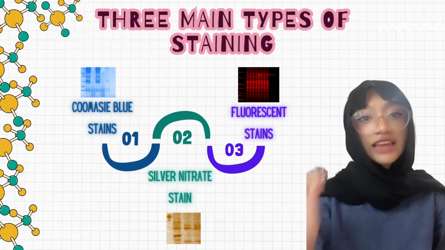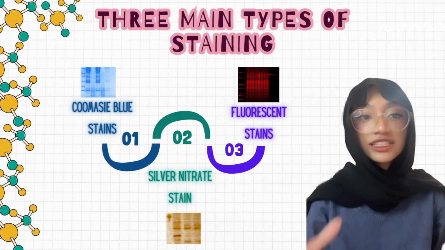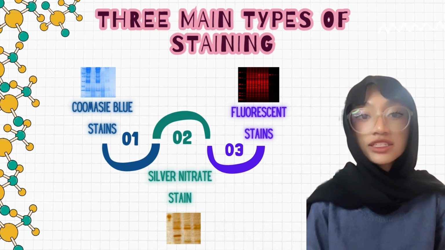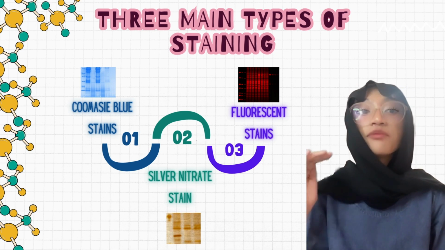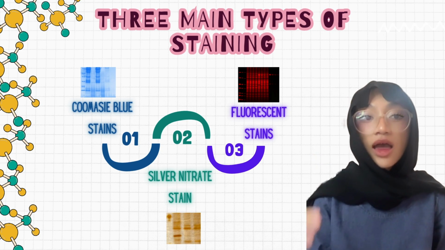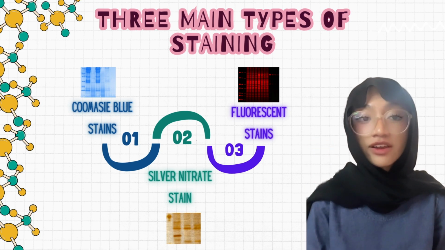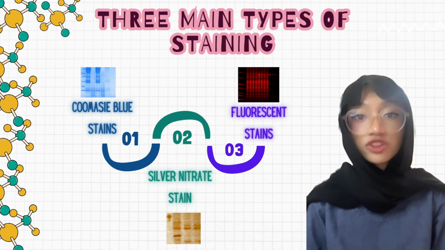And the second type of staining is silver nitrate staining. This is the most sensitive method, detecting as little as 0.1 nanograms, and it provides quantitative data, but is time-intensive and not very compatible with mass spectrometry.